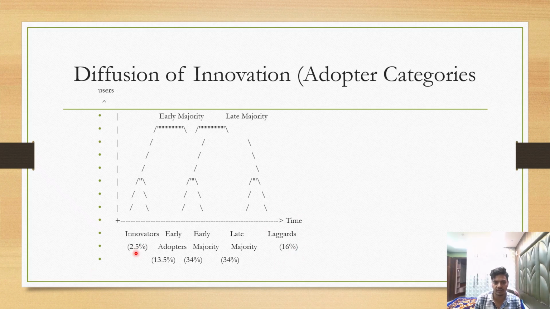The introduction stage, the innovators, have 2.5 percent of customers in the market, early adopters have 13.5 percent, early majority has 34 percent, late majority also has 34 percent, and laggards have 16 percent.